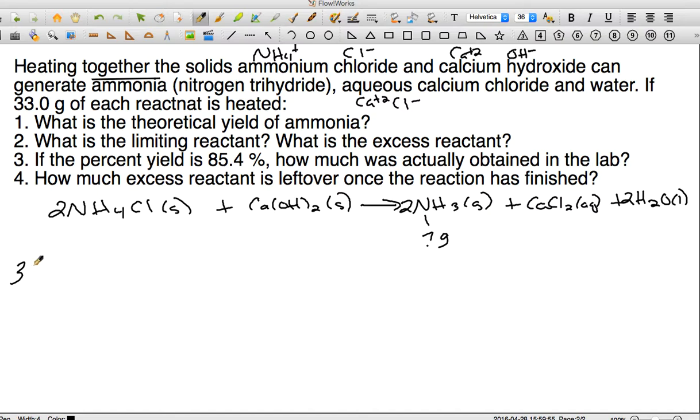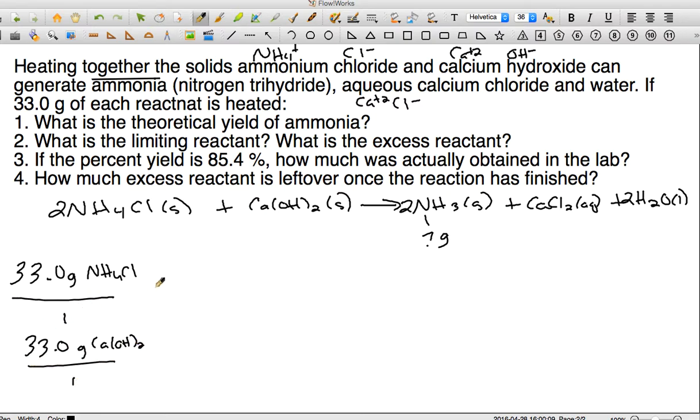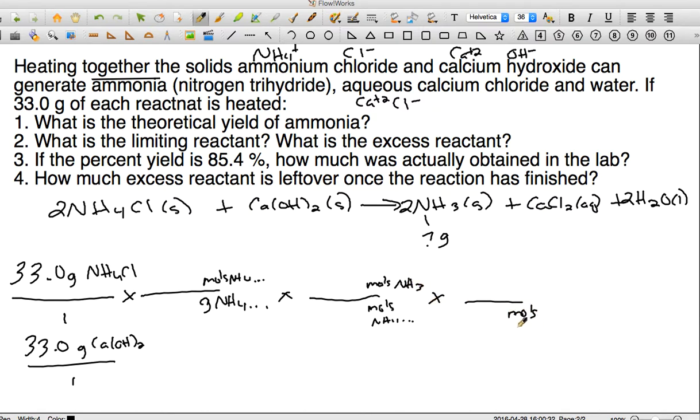So we set up our two problems. I have 33 grams of the NH4Cl, and I have 33 grams of the Ca(OH)2. All right, so we set them both up, and we make our way over to the ammonia. So I'm going to go grams of NH4Cl, and then dot, dot, dot, because I'm going to run out of room. Then go moles of NH4Cl to moles of ammonia, NH3 up here, and then moles of NH3 to grams of NH3.